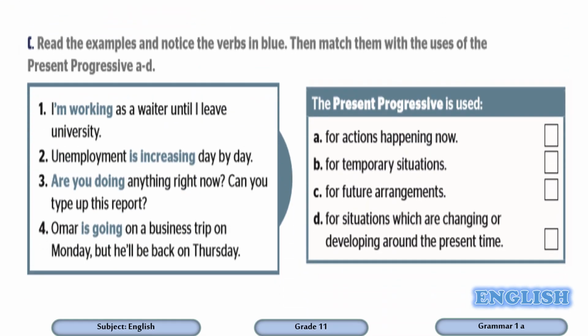Okay. Again, let's refer to the student book, page 11. We will do together the activity number C. Try to do the exercise yourself. Pause the video so you can check your understanding. Read the examples and notice the verbs in blue, then match them with the uses of the present progressive from A to D. The first one, I'm working as a waiter until I leave university.